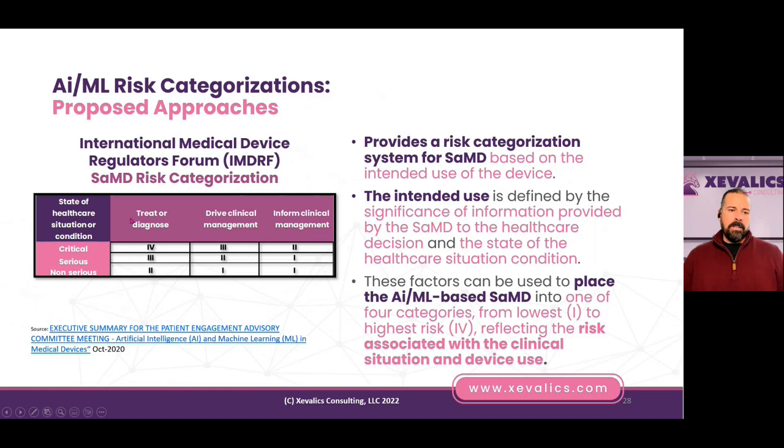So you can see that the columns show the intended use of that particular software as a medical device. The intended use could be to treat or diagnose, drive clinical management, or inform clinical management. In the rows, we ask in which situation we are going to use this medical device. Is the situation critical, serious, or not serious? So take for example level 4, which is the highest. If the system is recommending an action to treat or diagnose, and the situation is critical, that's number 4. But if the situation is not serious and the intended use is to inform clinical management, that's number 1.